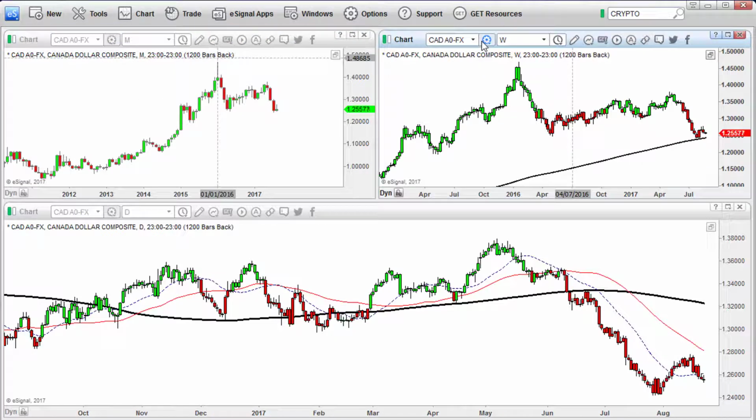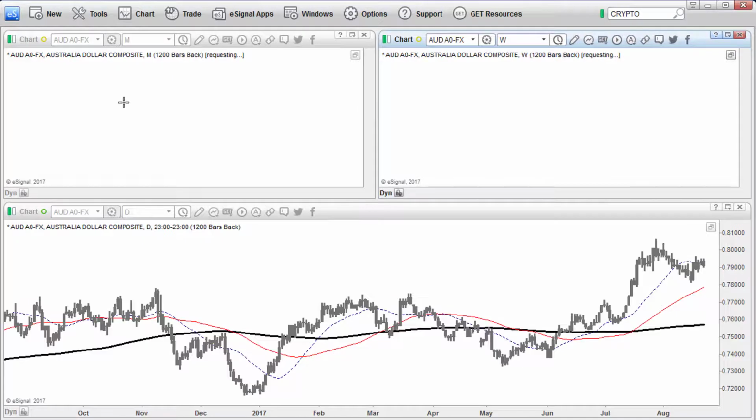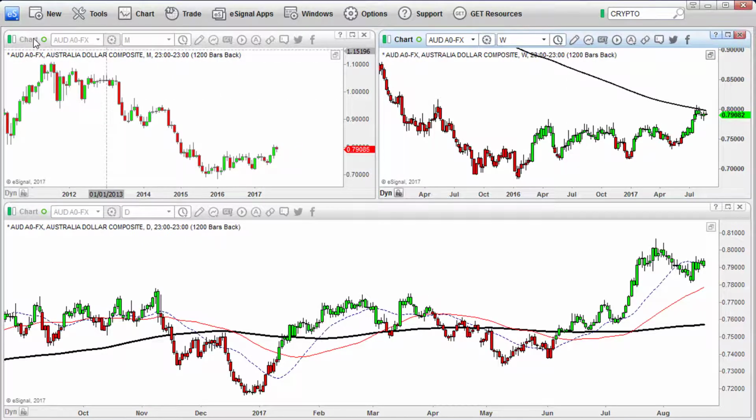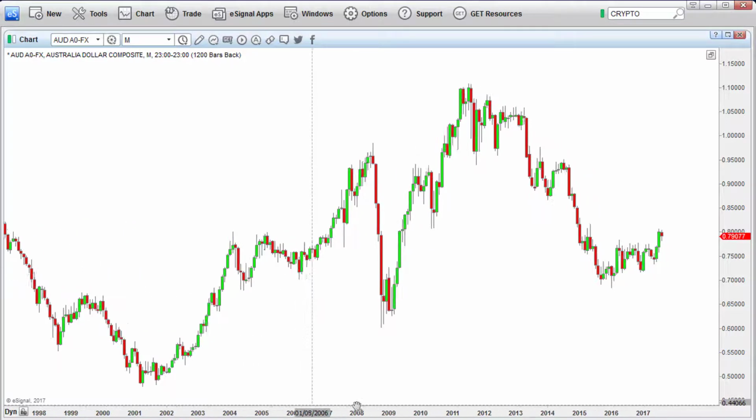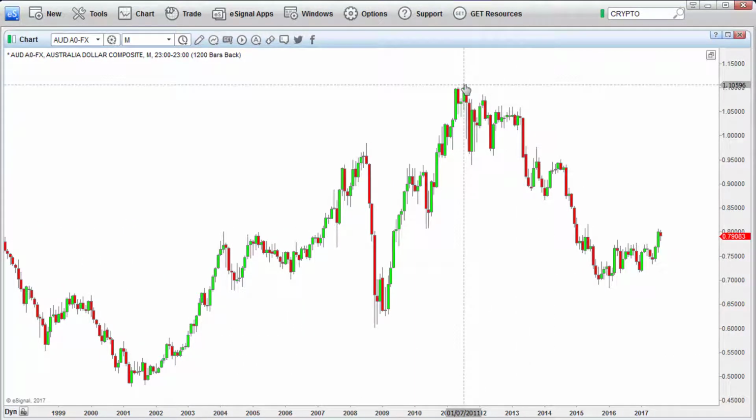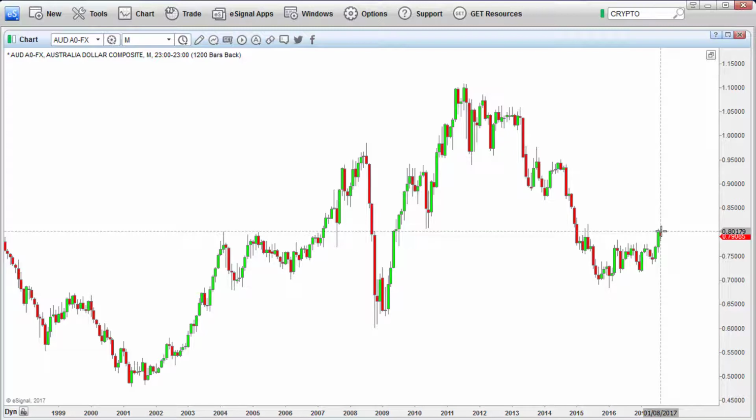So the next forex pair I'm looking at is the Australian dollar US dollar. If we look at the monthly chart, you can see that since 2011 price has been in a downtrend. Now although price has currently been moving up, this could just be a larger degree pullback before a continuation to the downside. So at the moment we are in a bear trend on this forex pair.